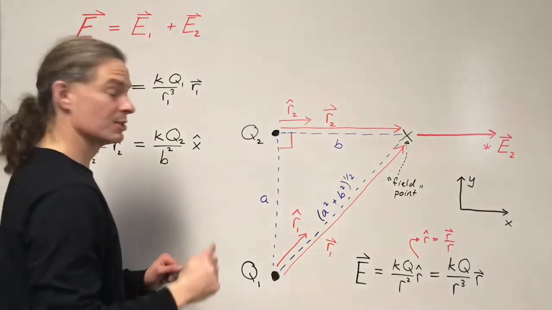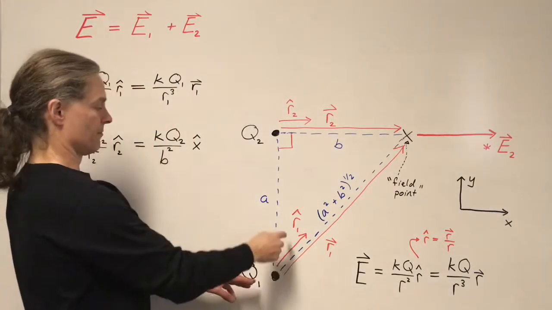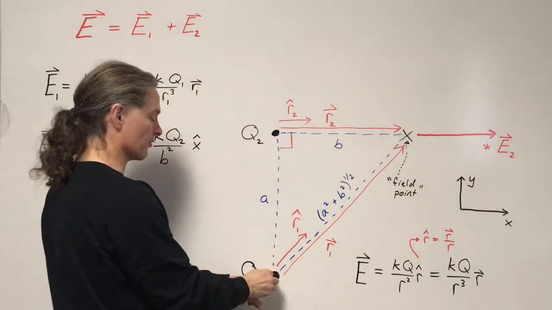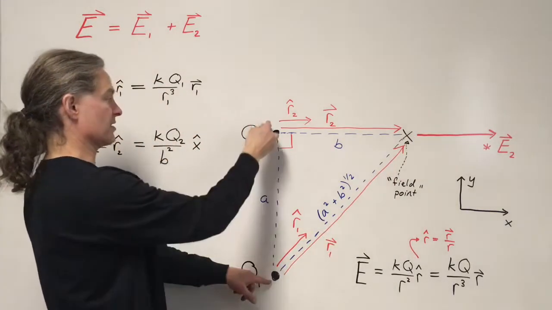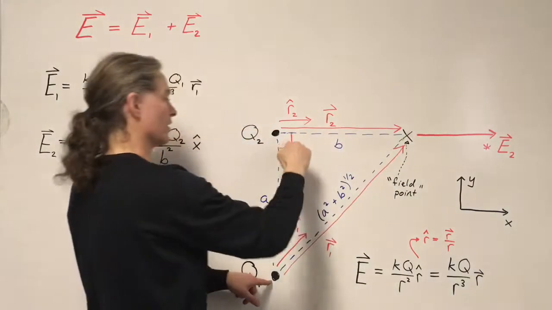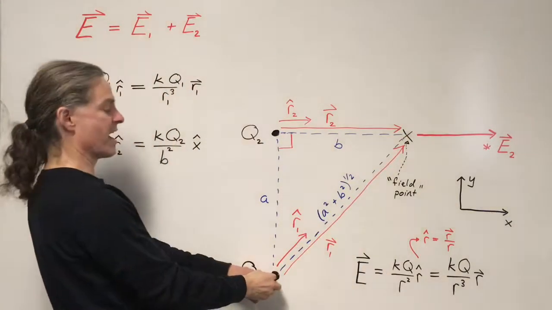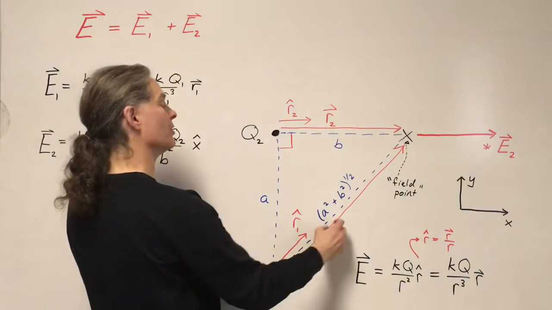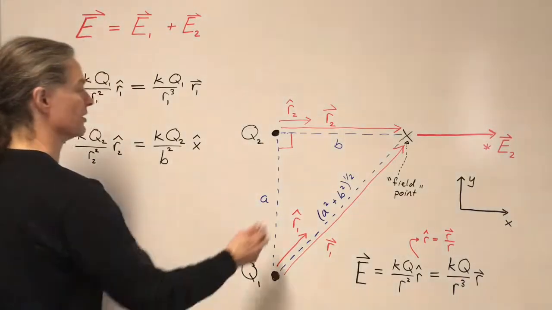So now we need to do a few things to plug in. First, let's note that R1, that's the magnitude of the separation vector from Q1 to the field point. So if this length is A and this length is B, and we've got a right angle here, the length from here to here, that is the magnitude of the separation vector from Q1 to the field point, will be the square root of A squared plus B squared, which I can write this way. So ultimately I'll need to plug that in.